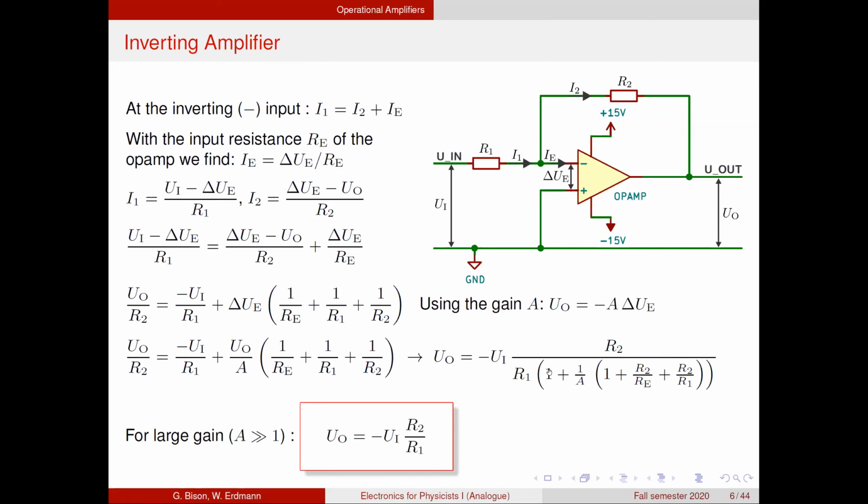So what this means is we get an output voltage that is equal to the input voltage inverted, scaled with the ratio of the two resistors in the system. And that's a very useful circuit to amplify signals.